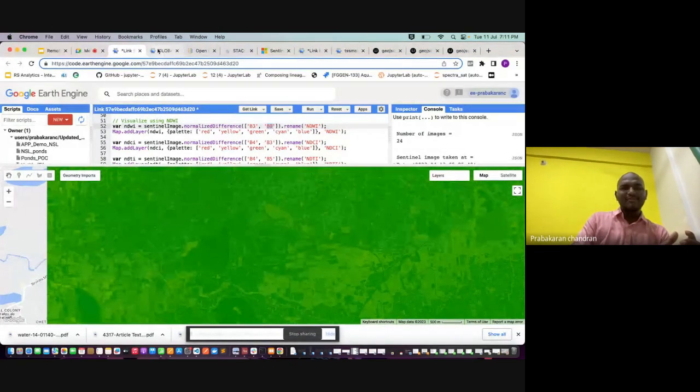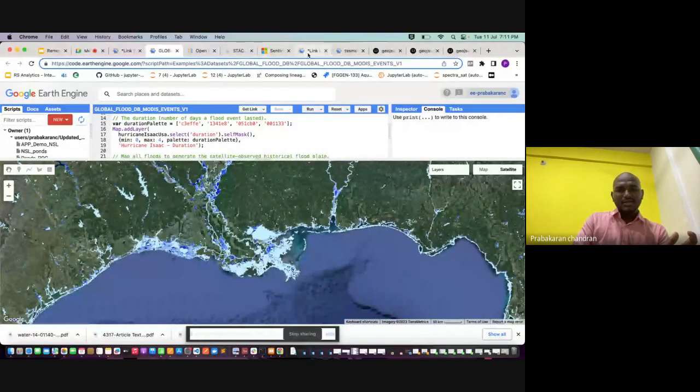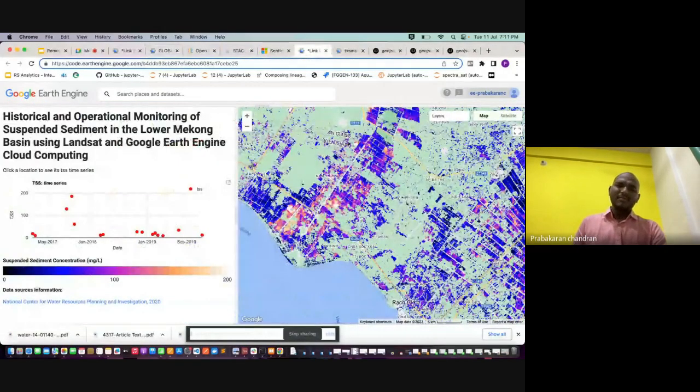For example, here I have something for a particular basin, a delta region in a country, I think in Southeast Asia, where we are monitoring suspended sediments. Suspended sediments means the water is too turbid, and it also has a lot of segregated clay particles, like mud particles or anything, right?